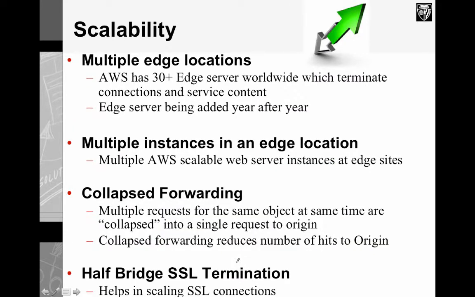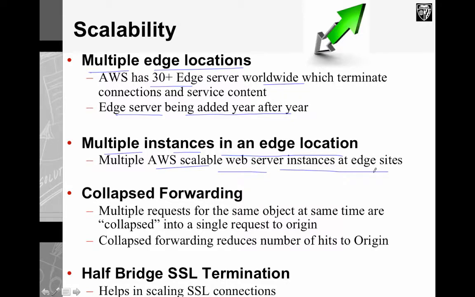We looked at several features that describe how CloudFront performs really well. There are also several features that make CloudFront scalable. First of all, there are multiple edge locations. There are close to 30 plus edge server locations worldwide, and edge servers are being added year after year. That is scalability for your application because now your application is even more distributed. And even within an edge location, multiple instances, that is multiple servers are in one location.